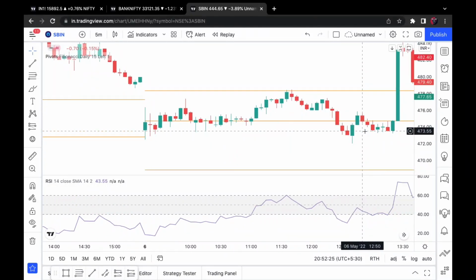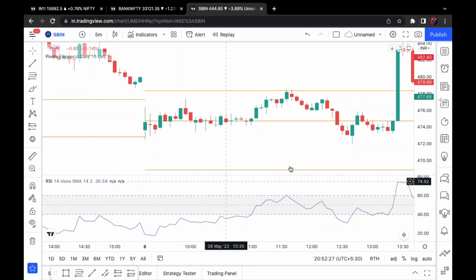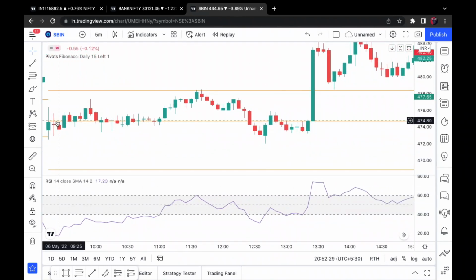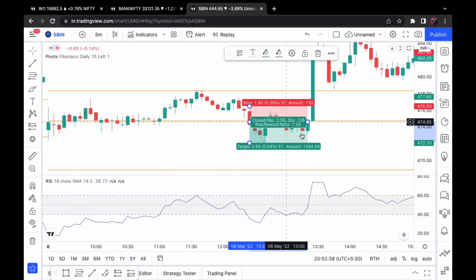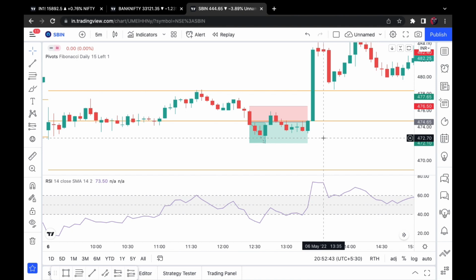Then we go further. It is going in bearish territory. Now we can see that if we take a trade here, one stop loss got hit of almost 2 to 3 rupees. So this is another.